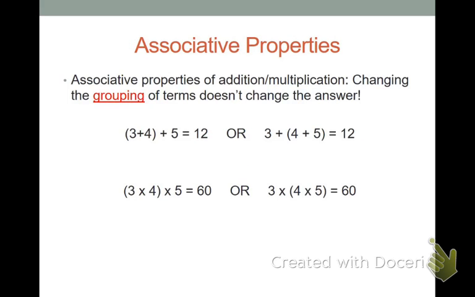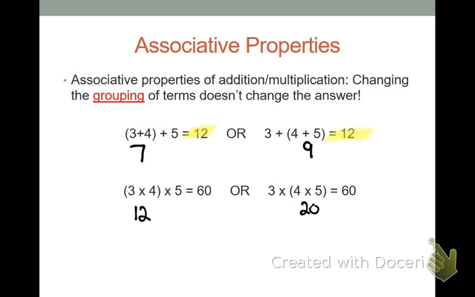All right? Now, with associative properties, I can change the grouping of my terms and it won't change the answer. It doesn't matter if I group 3 plus 4 and do 7 plus 5 is 12, or 3 plus 9 equals 12. It doesn't matter. My answer is still going to be 12, and that's all that matters. Does not change my answer. Same thing with multiplication. 12 times 5 is still 60, or 3 times 20 is still 60. So again, changing the grouping of my terms doesn't change my answer.